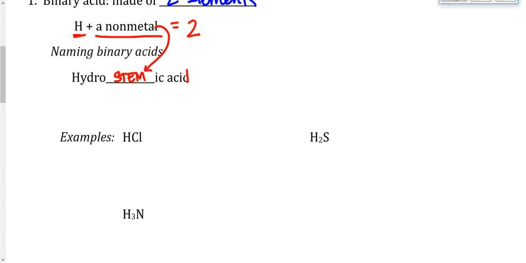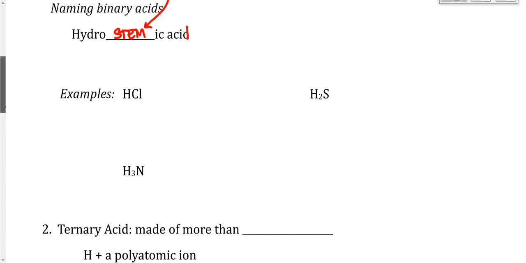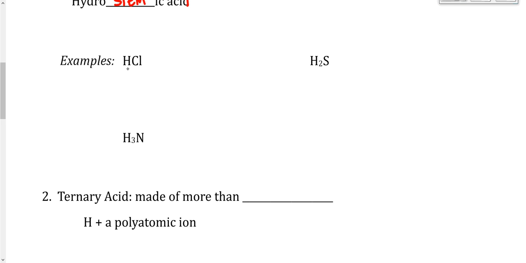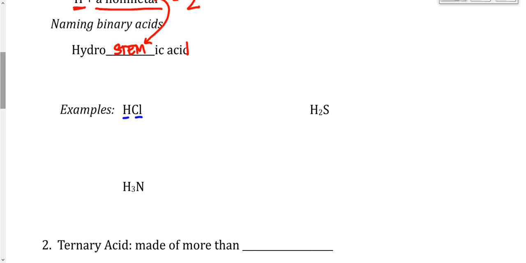So let's go through some examples. HCl: I know that this is binary because I have hydrogen and one element, chlorine, with it. So my name is going to be hydro, then the stem for chlorine in the middle, chlor, and then ic acid on the end.